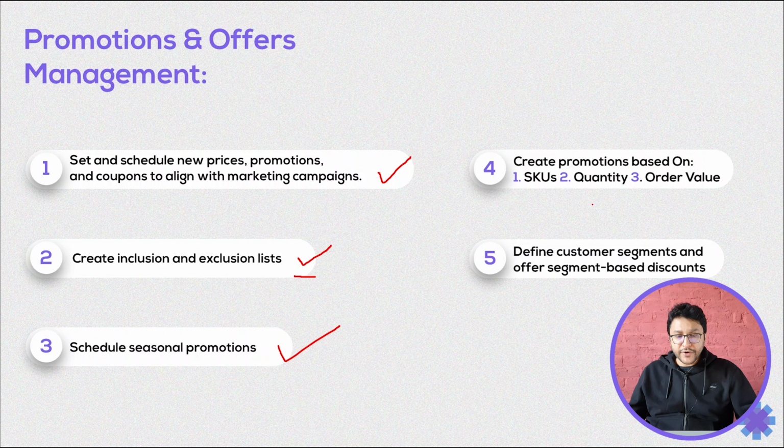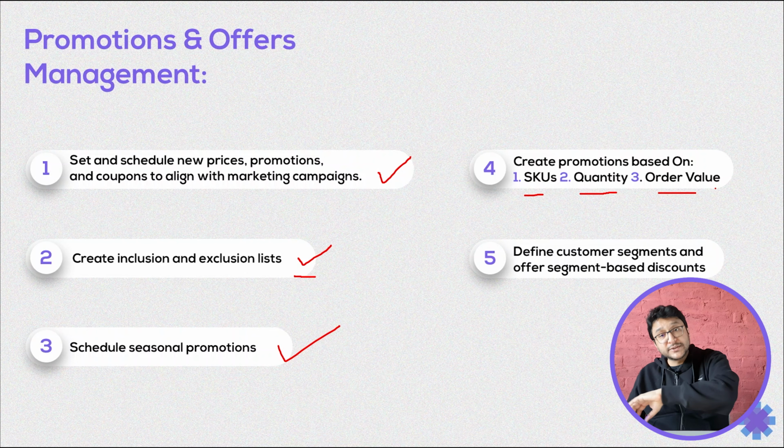Just to reiterate the point, you're able to create promotions on various parameters, some of which are a particular SKU, a set of SKUs, categories or set of categories, on the quantity that a customer may be buying. So you can have minimum thresholds of quantities that customers need to purchase before an offer or promotion kicks in. Similarly, order value, if a transaction is of a certain value, only then apply this promotion.